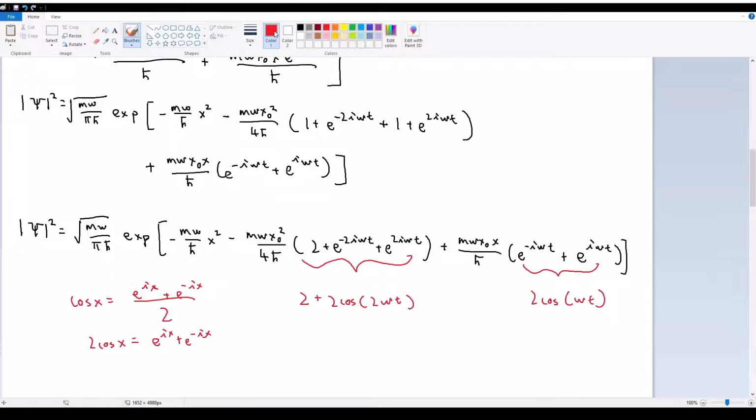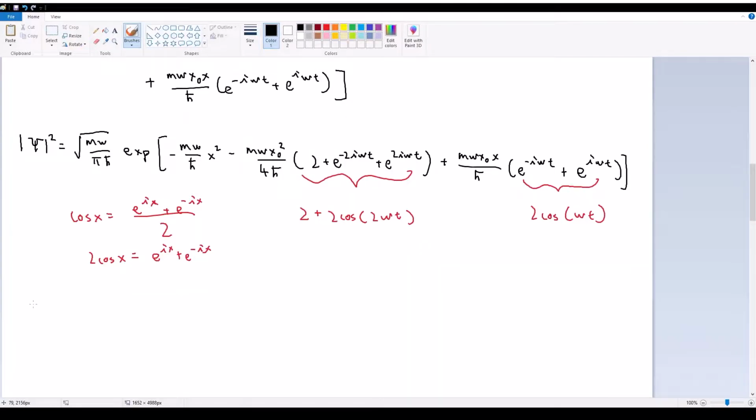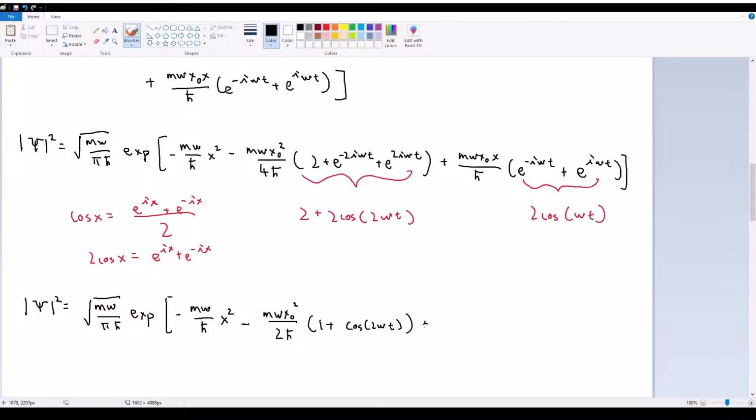Yeah. So our final expression is going to look something like magnitude psi squared equal to square root of m omega over pi h bar times the exponential negative m omega over h bar x squared minus, and I'm going to factor out the 2, so I'm going to get minus m omega x naught squared over 2 h bar times 1 plus cosine of 2 omega t plus 2 m omega x naught x over h bar cosine of omega t.